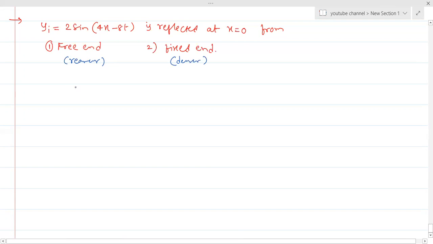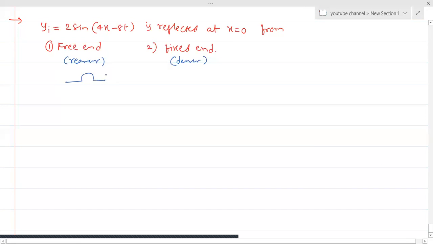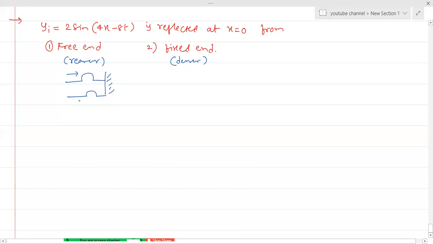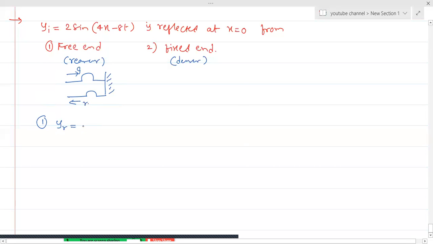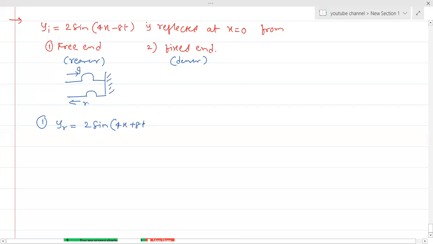So when we think of a free end, we know that only the direction will change. Suppose this is the incident wave, automatically we have a reflected wave like this. Only the direction changes. So this is the incident wave and this is the reflected wave. So for the first case, we write y reflected equivalent to just 2 sin(4x + 8).